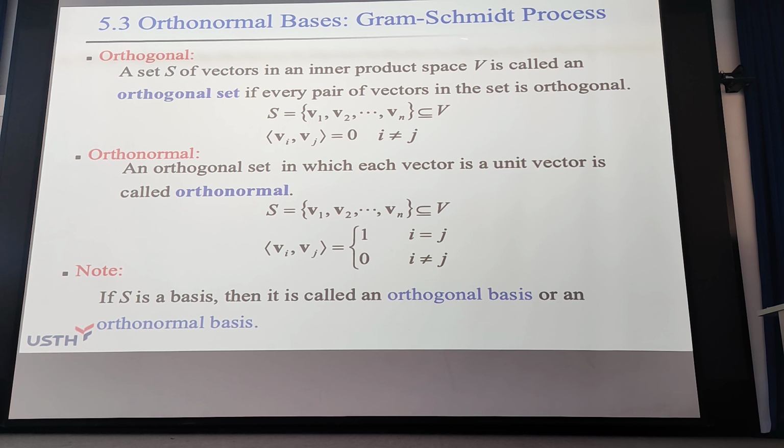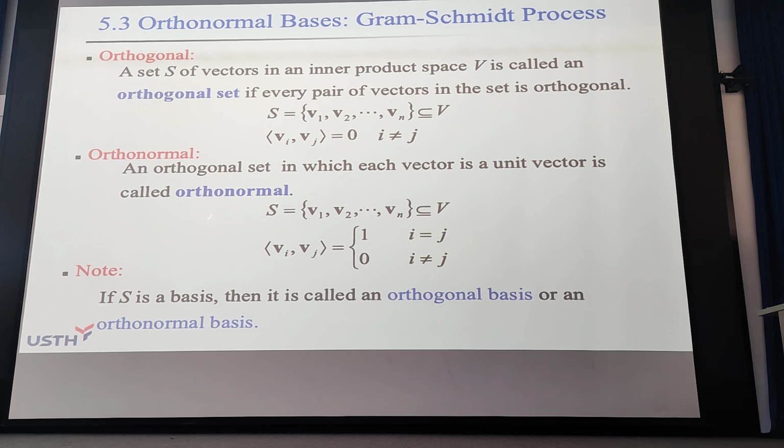However, before going to that, we need to know the notion of orthogonal system and orthonormal system. A set S of vectors in an inner product space V will be called an orthogonal set if any pair of vectors inside S are orthogonal to each other. Or by formula, if S consists of V1, V2 up to Vn, then we require that the inner product of Vi and Vj equals 0 for any i different from j.